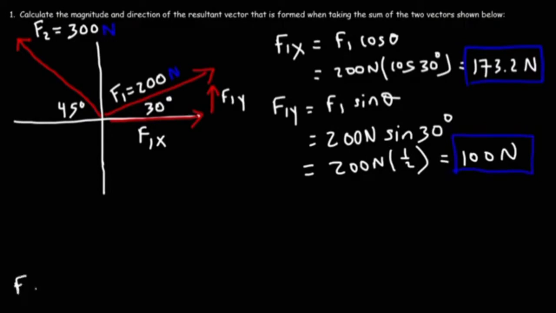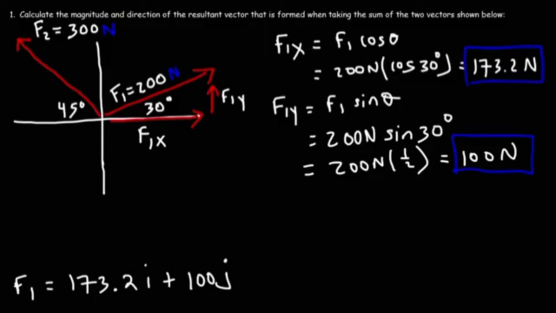So we can write f1 in component form. We could say that it's 173.2i plus 100j. So that's f1. Now you might be wondering, what are i and j? i and j are unit vectors. Now you might be wondering, what is a unit vector?